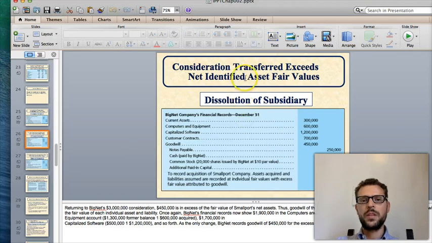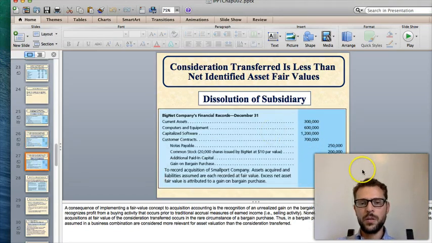Now, consideration transferred exceeds the identified net asset fair value. Notice that we're crediting cash, and then we're issuing some stock as well to pay for this. The balancing item is 450. In other words, between what we paid in cash and the shares issued to pay for the rest, we're overpaying by 450,000. That ends up being goodwill because we overpaid over fair value.